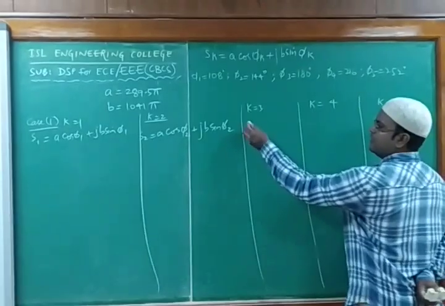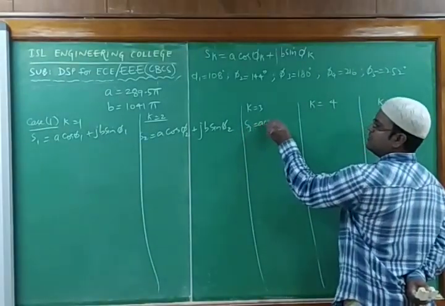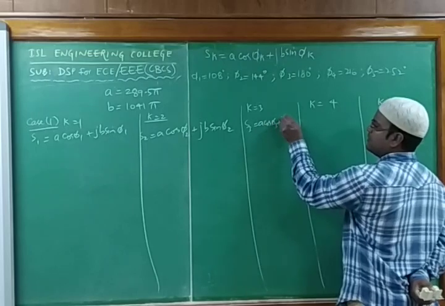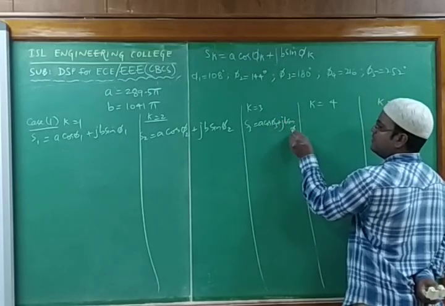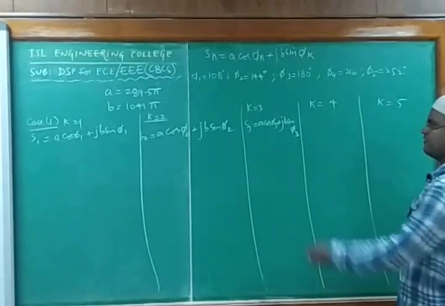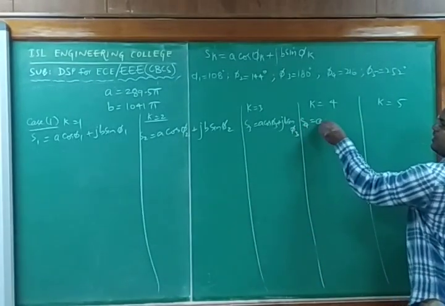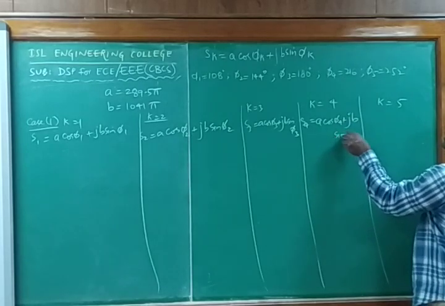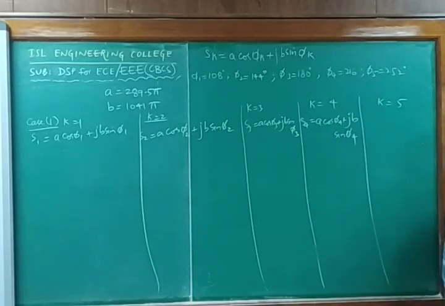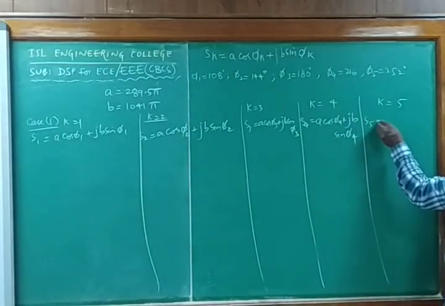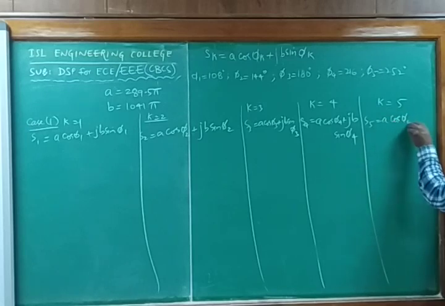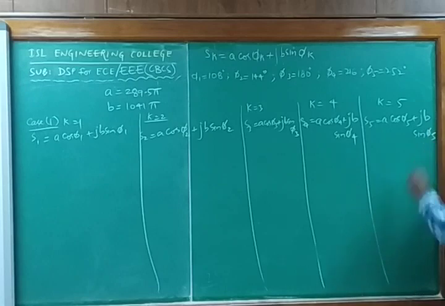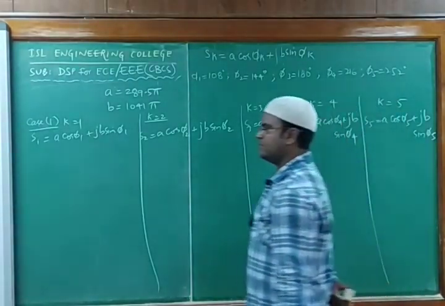So I'll put it here. I'll get S3 is equal to A cos phi 3 plus jB sin phi 3. Similarly, I'll find S4: A cos phi 4 plus jB sin phi 4. Similarly, I can find S5: A cos phi 5 plus jB sin phi 5. Right? So we have A and B, and we will substitute these.